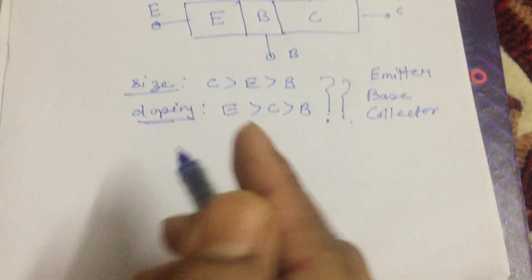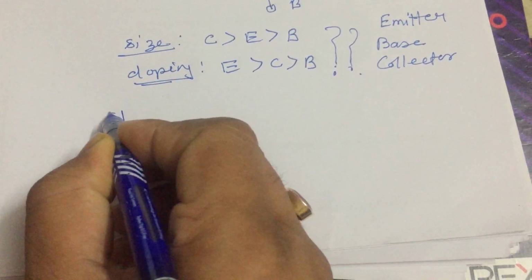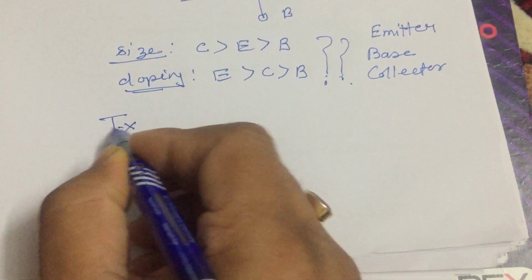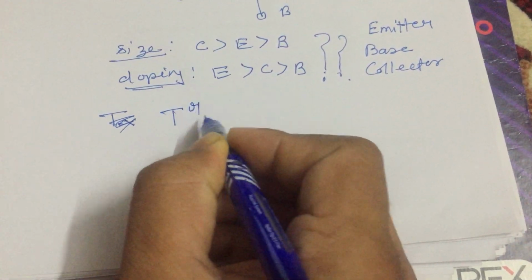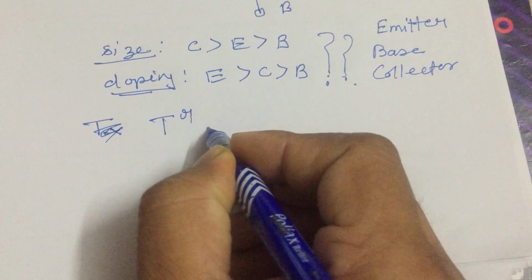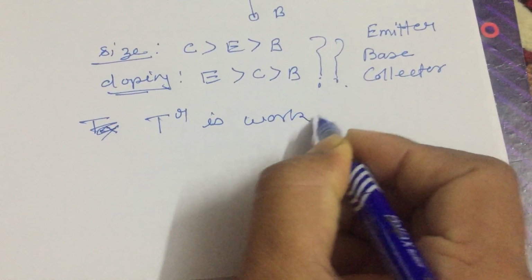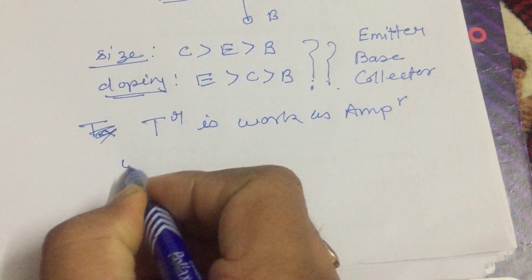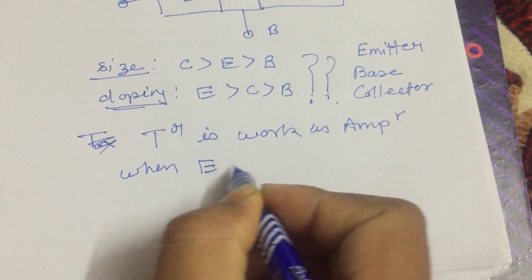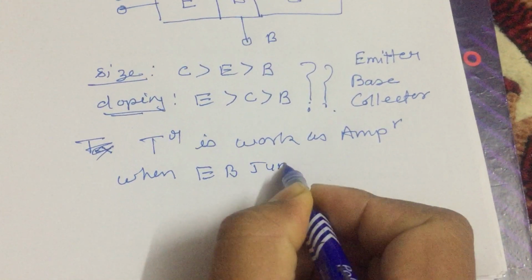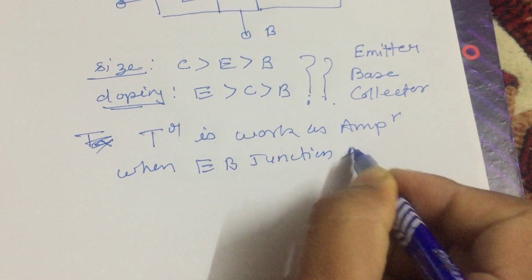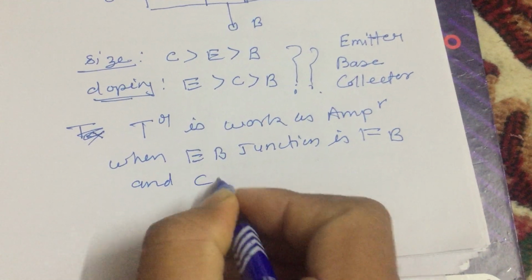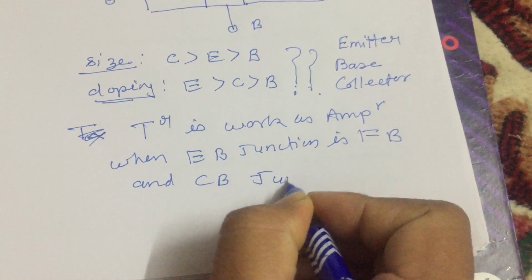Now the second thing: we represent the transistor by the symbol. The transistor works as an amplifier when the emitter base junction is forward biased and the collector base junction is reverse biased.